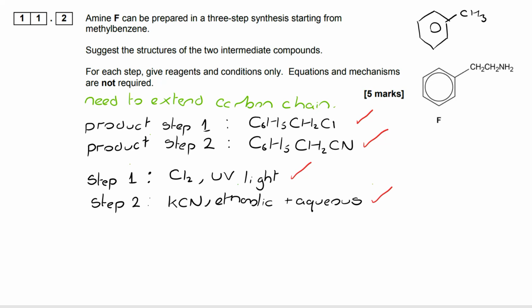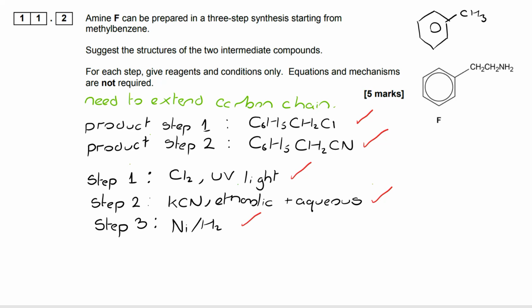Step 2, we're going to add KCN. Don't fall into the trap of adding CN-. The CN- would be the nucleophile, but you can't get CN- on its own. We need the reagent, so it could be KCN, it could be NaCN. And the condition here is really important as well. It needs to be ethanolic and aqueous. You need both of those terms to get that mark.